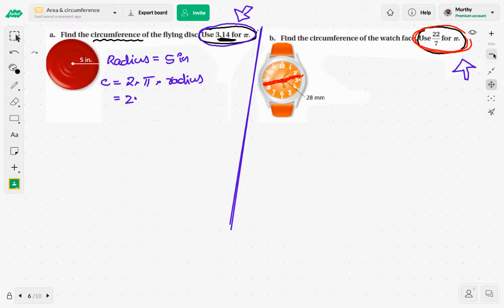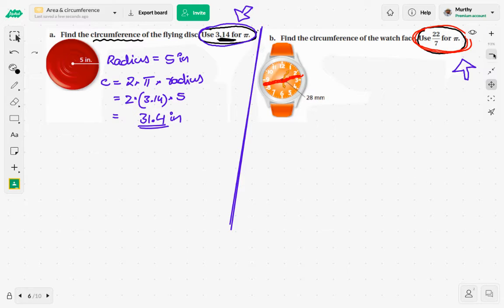The pi value is already given as 3.14, and the radius is 5 inches. So 2 times 3.14 times 5. Well, 2 times 5 gives me 10. 10 times 3.14, so the decimal jumps one step to the right side. This is pretty easy to compute. Instead of multiplying 2 times 3.14 times 5, 2 times 5 times 3.14 is easier. So let me quickly jump to the next question.